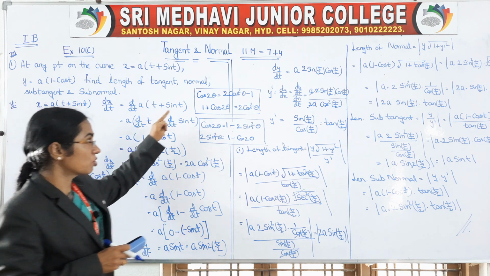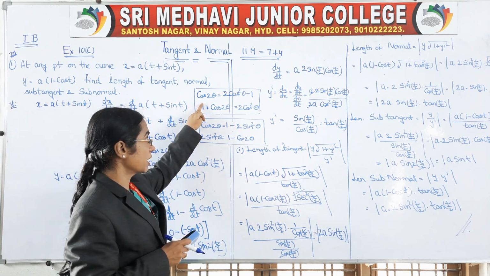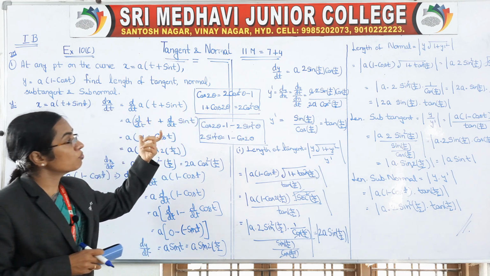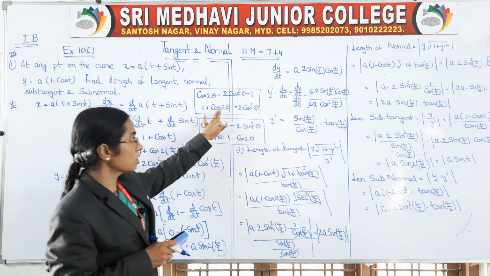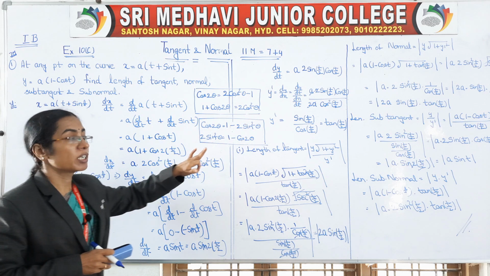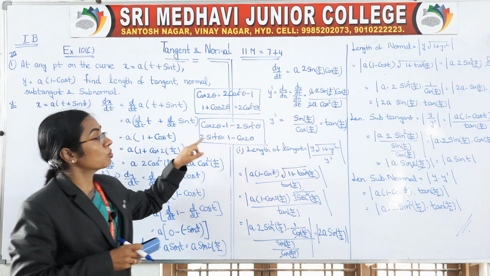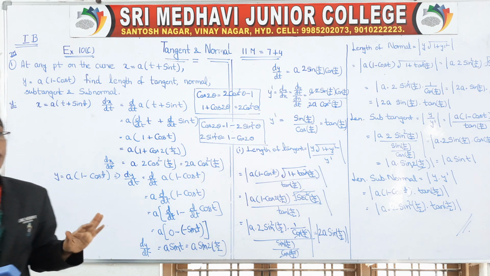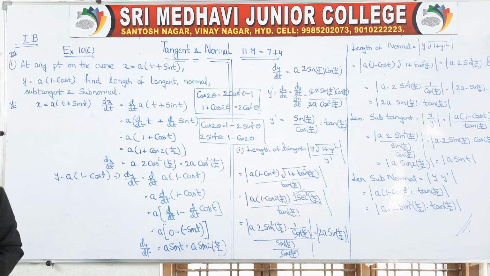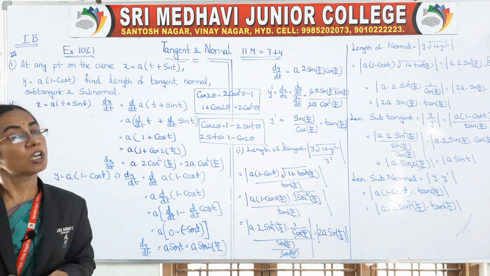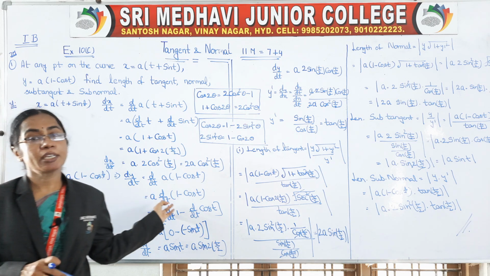So we used two formulas, cos 2 theta, right, is having two formulas. So 1 plus cos 2 theta is there, 2 cos square theta. 1 minus cos 2 theta is there, it is equal to 2 sin square theta. Okay, practice this problem, most repeated 7 marks problem for the board exam. Okay, so make it perfect.